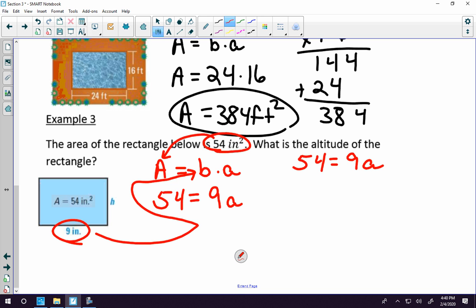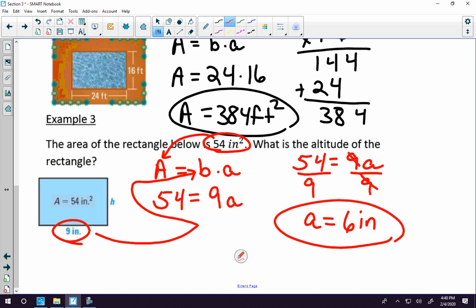Okay, so the inverse of multiplying by 9 is dividing both sides by 9. Then we're going to get altitude equals 6 inches. So the altitude, which is perpendicular to the base, is 6 inches.